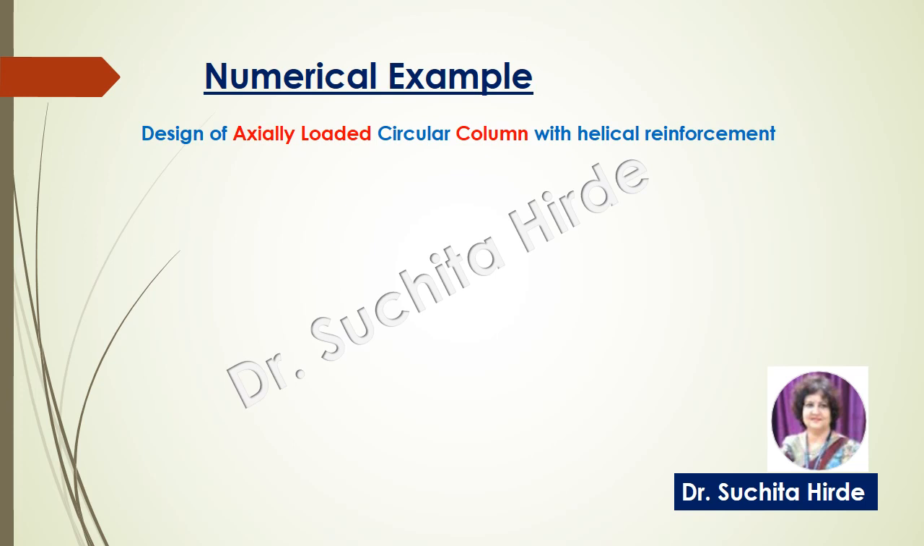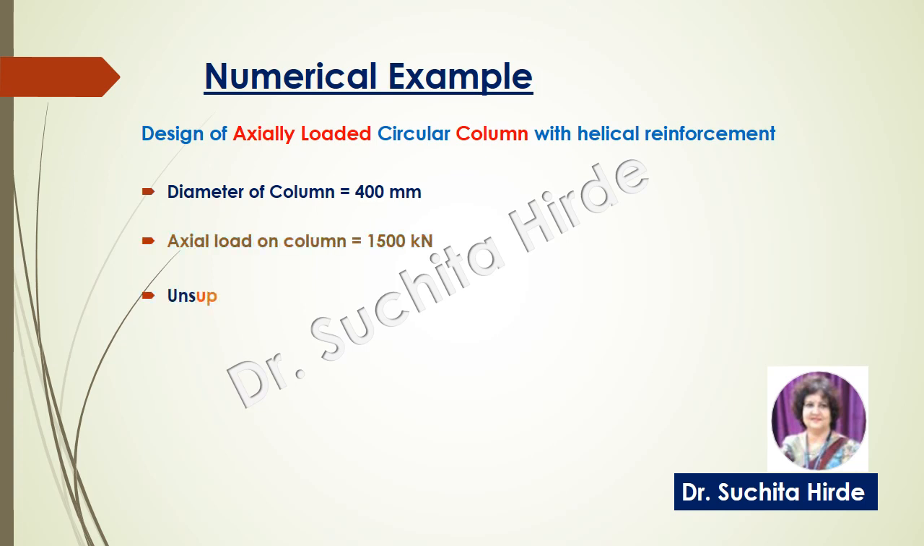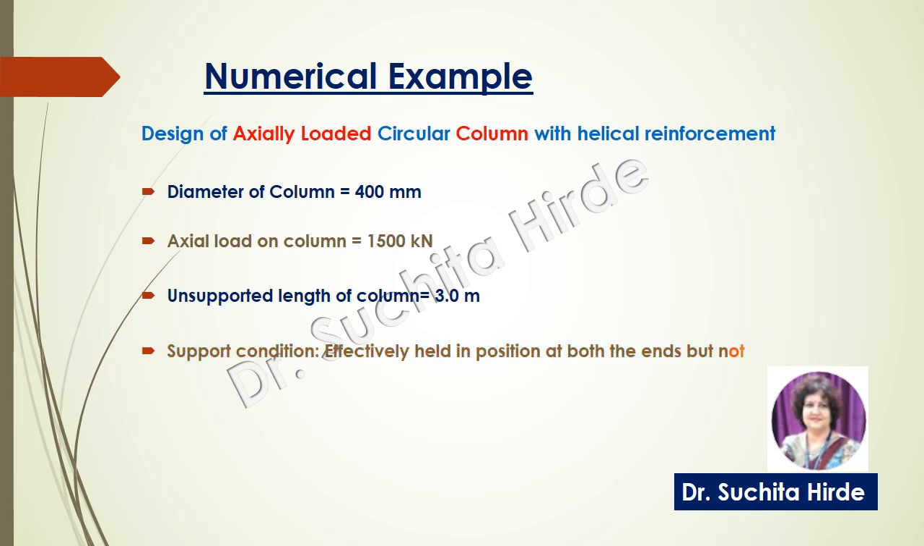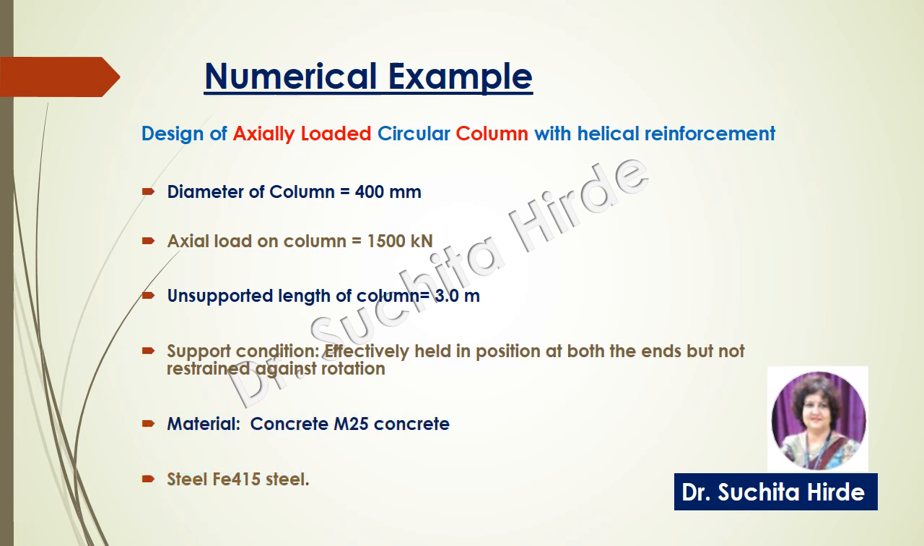Now using these steps, let us solve a numerical example on design of axially loaded circular column with helical reinforcement. The data given is: diameter of column 400 mm, axial load on column 1500 kN, unsupported length of column is 3 meter, support conditions are effectively held in position at both the ends but not restrained against rotation. That means both ends are hinged, and materials: concrete is M20 and steel is Fe415.